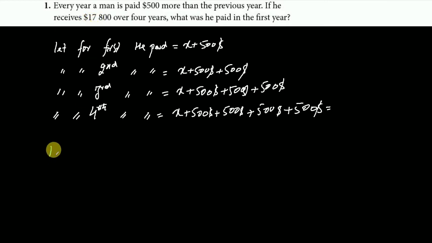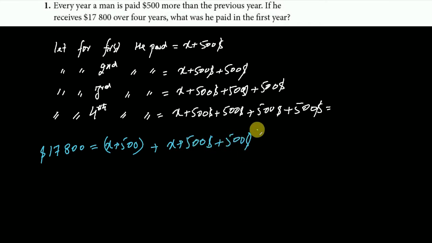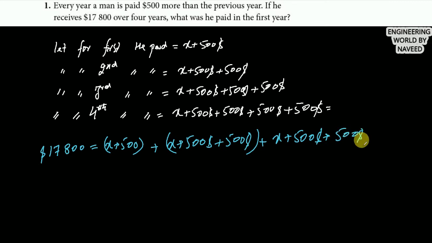Like your 17,800 will be equal to this amount X plus 500 which he paid for first year, plus this amount X plus 500 plus 500, plus this amount which is X plus 500. Basically if you subtract 5,000 from 17,800, you will get the answer.